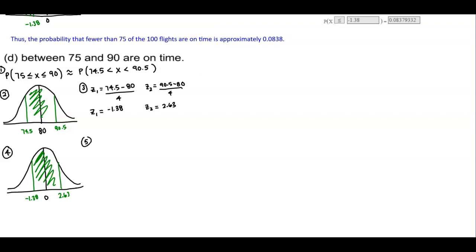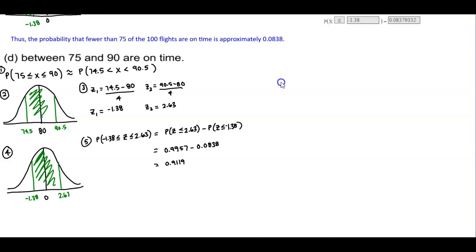So what we want to do is find the probability that z is going to be in between negative 1.38 and 2.63, which is the same as taking the probability of z being less than or equal to 2.63 and then subtracting the area of z being less than or equal to negative 1.38. So again, if we use our table, the area to the left of 2.63 is 0.9957, and then we subtract the area to the left of negative 1.38, which is 0.0838, which then gives us an area of 0.9119.